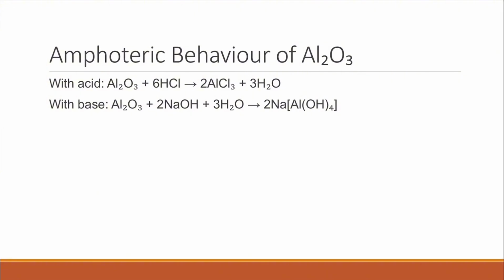However, aluminium oxide has an amphoteric behavior, meaning it can react with an acid and act as a base to give salt and water, and it can also react with a base and act as an acid to give a salt. So we have aluminium oxide with hydrogen chloride giving aluminium chloride and water in a neutralization reaction. So it acts here as a base. And then when you react it with an excess of sodium hydroxide in the presence of water, it will give you an ionic compound, which is sodium and aluminium with four hydroxide ions. And so it acts here as an acid.